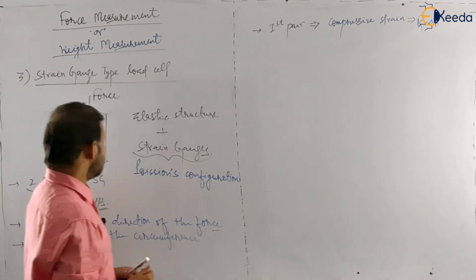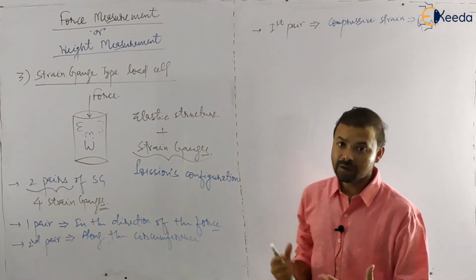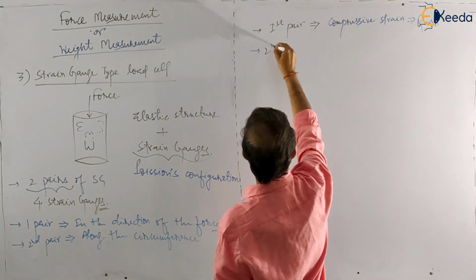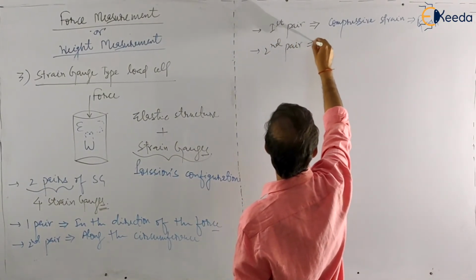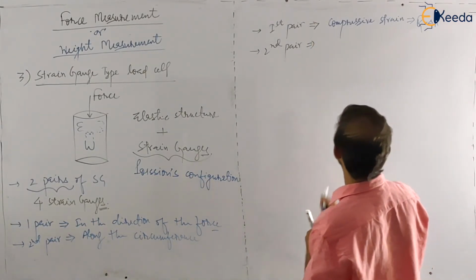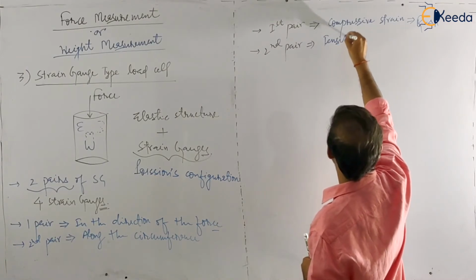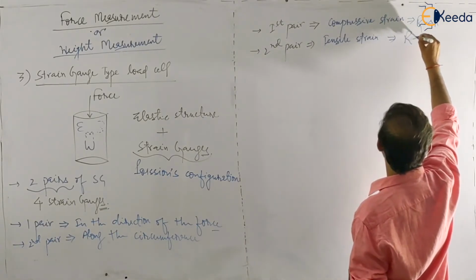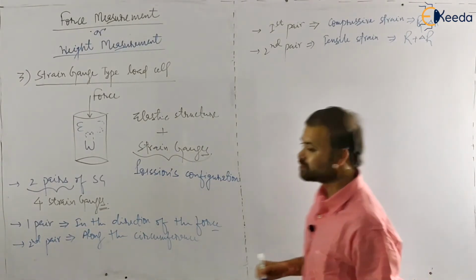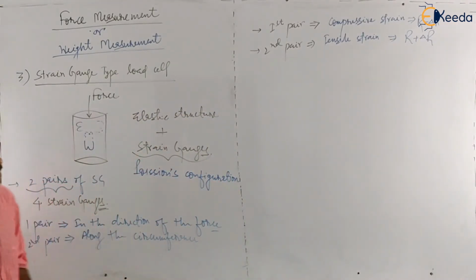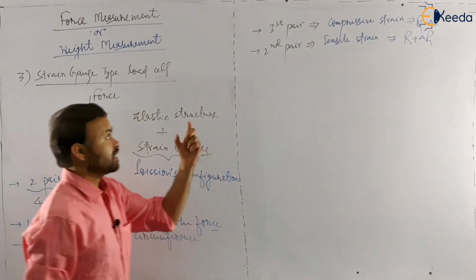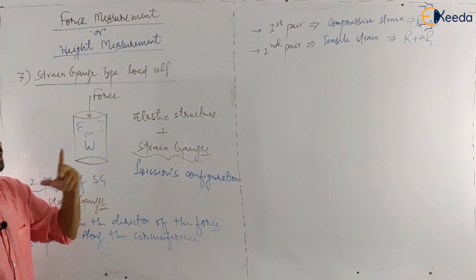And if the second pair is connected along the circumference of this elastic structure, then the second pair will be experiencing tensile strain, that is R plus delta R. Now, these two pairs of the strain gauges will be connected in a Wheatstone bridge.